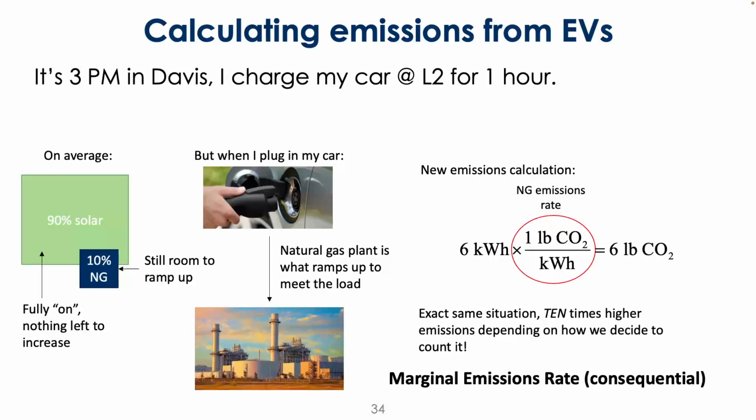And that's entirely an artifact of how we decide to count it. So this way of calculating it is known as a marginal emissions rate, also known as a consequential approach to calculating emissions. Okay, so I've shown you guys 2 different ways of calculating emissions. Which way do you guys think is right? So raise your hand for average emissions rate. Okay, and raise your hand for marginal emissions rate. Okay, maybe some, I'm sure.